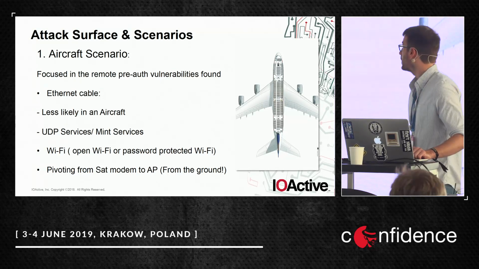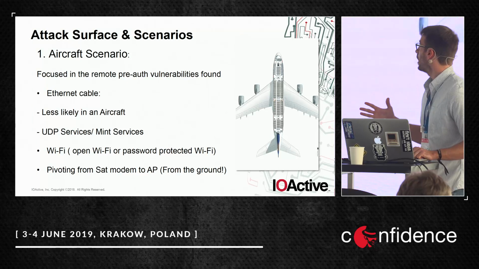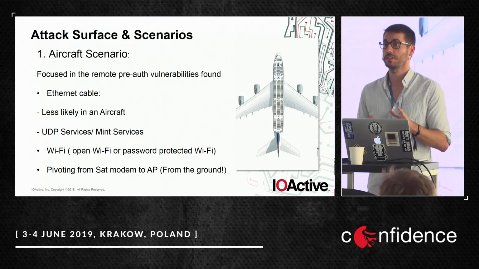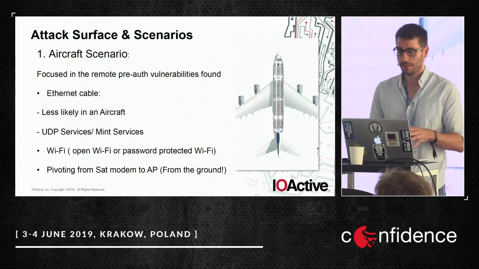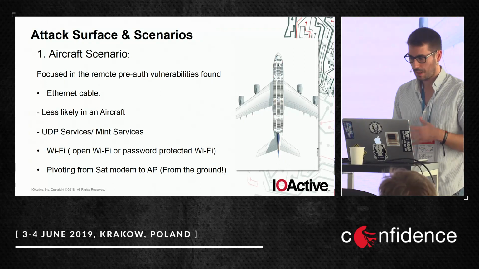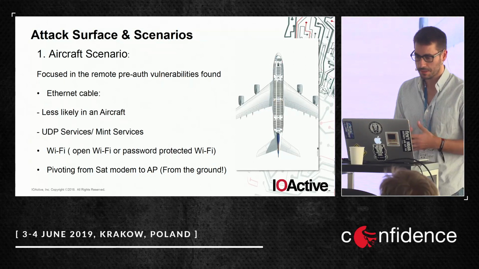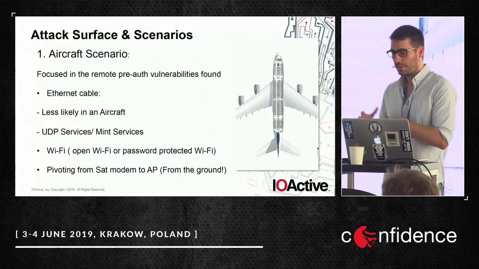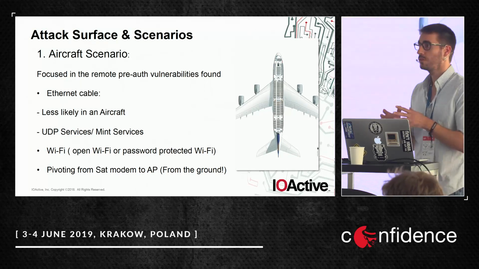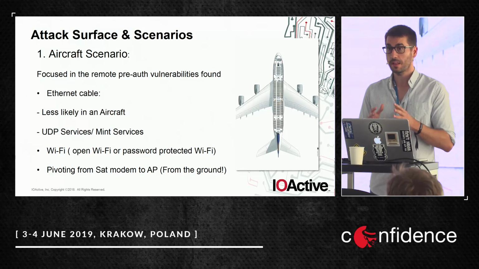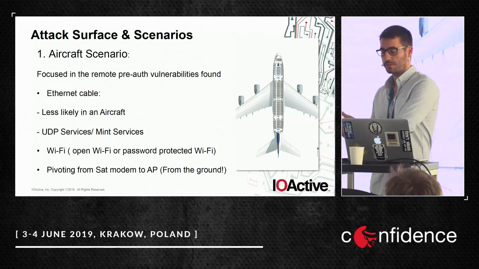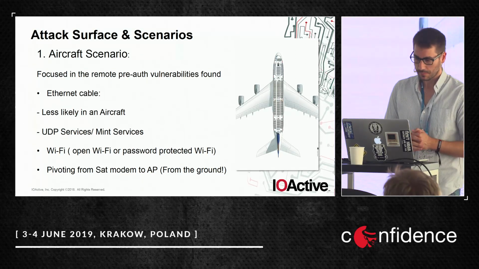For the attack surface and the scenarios, I divided them in two: the aircraft scenario and the rest, mainly because the aircraft scenario has its particularities. But all of this is focused on the remote pre-auth vulnerabilities that I found, and the ones that we will describe in a while.